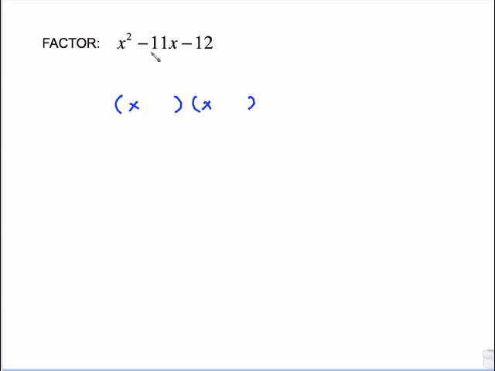x, x. The middle sign is negative, so it automatically goes in the front. The last sign is negative, which tells me the signs are different. Therefore, that's got to be a plus. And I'm saying, what multiplies to give me 12 that subtracts to give me 11 would be 12 and 1, with the 12 going in the front because we're putting the bigger one in the front.